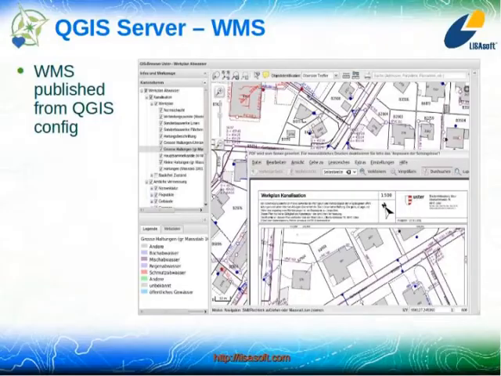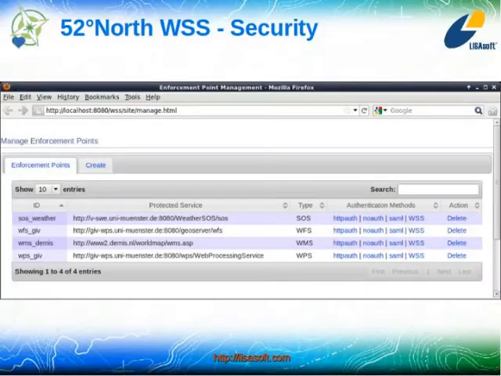QGIS Server, we talked about QGIS before. If you actually want to publish to the internet, QGIS Server allows you to take a configuration file from QGIS, put it onto the server, and you have maps that look just like you've made them on QGIS desktop. 52 degrees north provides a web security service, and that allows you to go and say, this particular user over here, you are allowed to update and maintain the data within your region, but nowhere else. So you've got that granularity of locking features down, locking data down by a region.